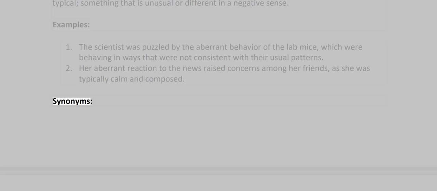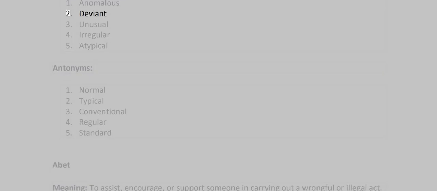Synonyms: 1. Anomalous. 2. Deviant. 3. Unusual. 4. Irregular. 5. Atypical. Antonyms: 1. Normal. 2. Typical. 3. Conventional. 4. Regular. 5. Standard.